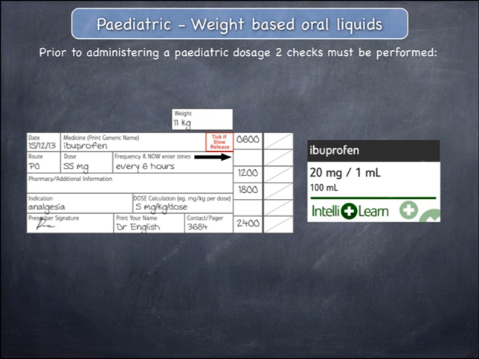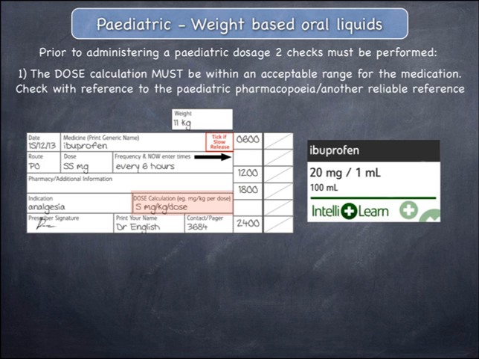Prior to administering a paediatric dosage, 2 checks must be performed. The first check involves ensuring that the value in the dose calculation box on the order is within an acceptable range for the medication in question. You can do this with reference to the Paediatric Pharmacopoeia or another reliable and current source.